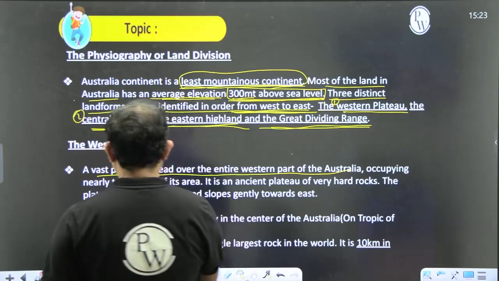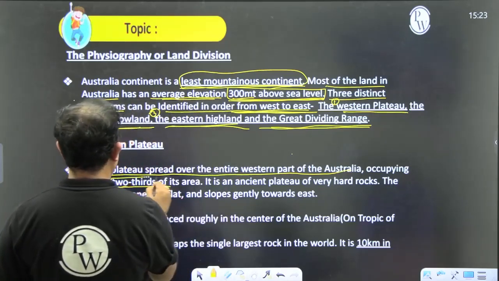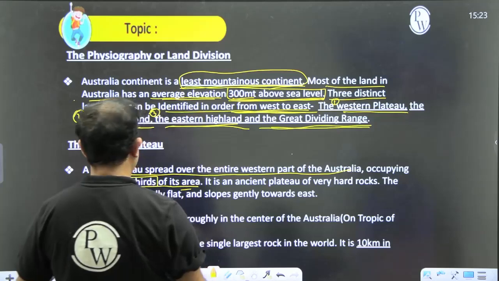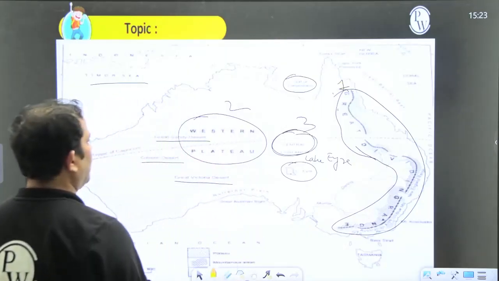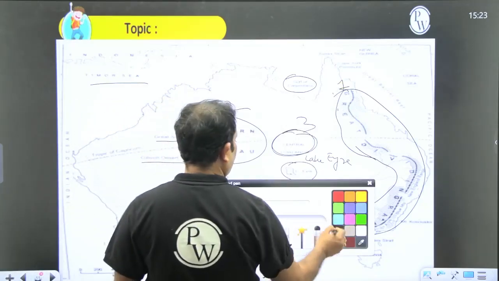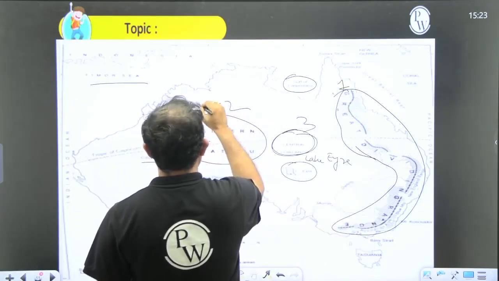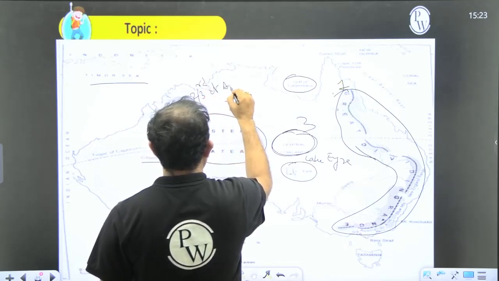Occupying nearly 2/3 of its area. You see here, the Western Plateau occupies 2/3 of its area.